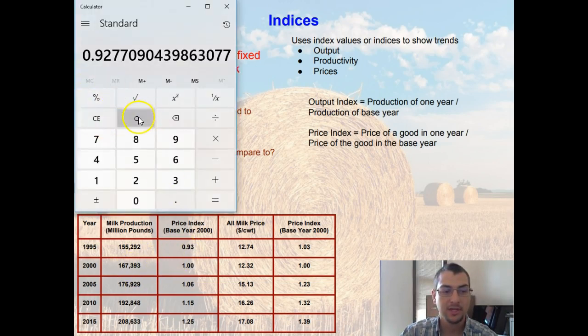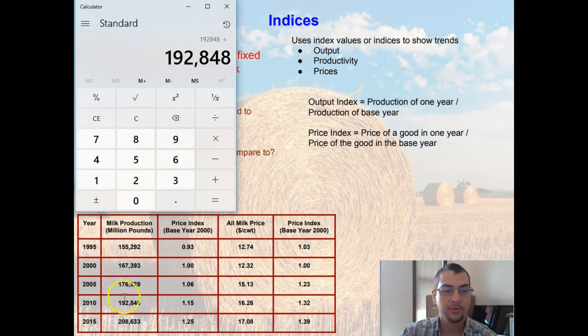So let's do another example. Let's figure out what our index would be for the year 2010. In the year 2010, we produced 192,848 million pounds of milk.